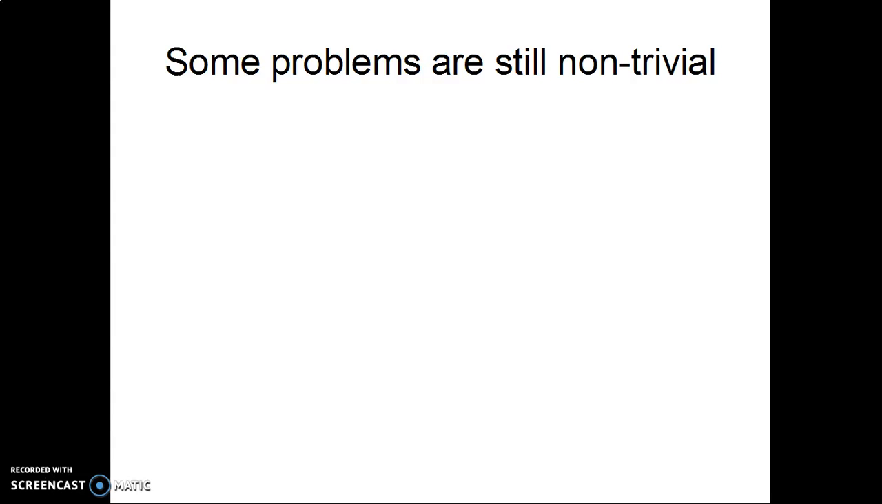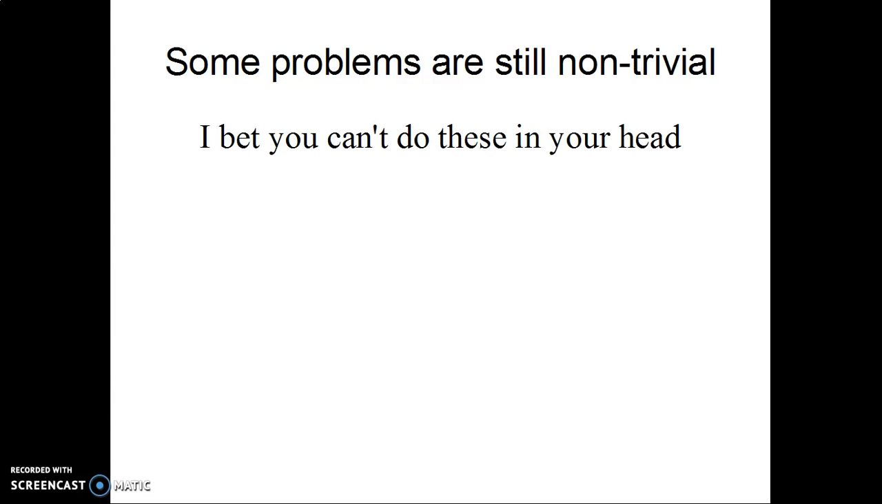That said, even once you get through all that, some problems are still non-trivial. I bet you can't do these in your head, but I bet you could if you sat down long enough. There's a derivative. Now, everything in this derivative is approachable with stuff I had on the crib sheet on the previous slide. So you could actually do it. You just need to sit down and work through it.